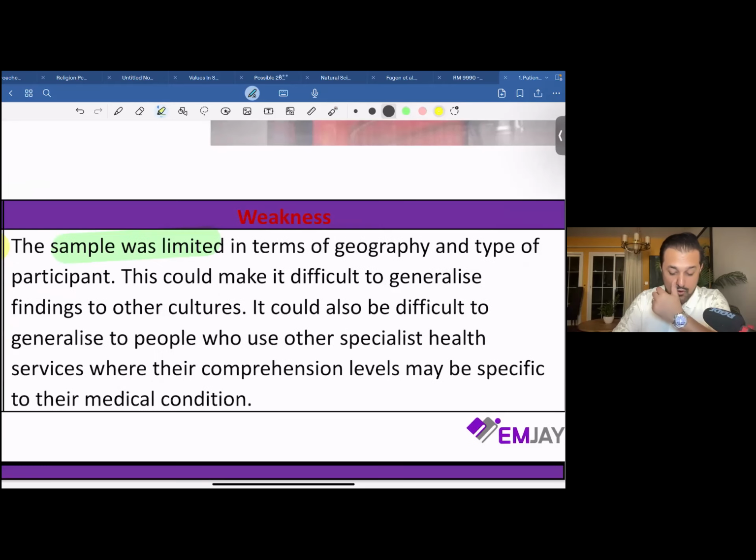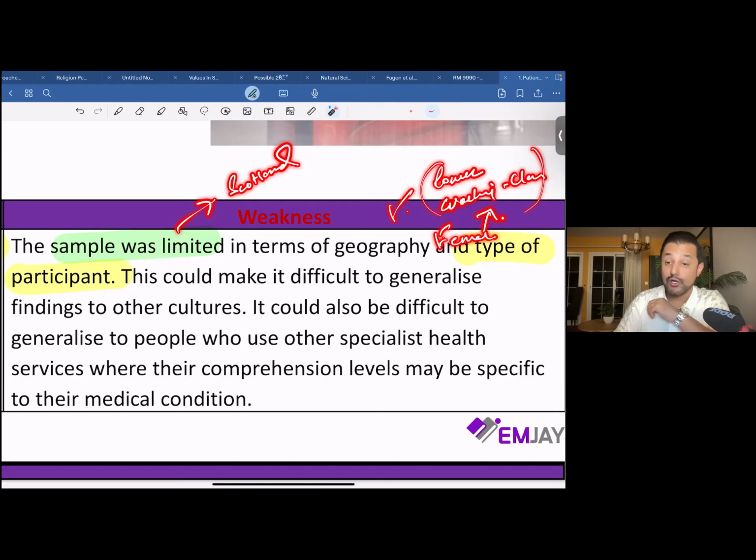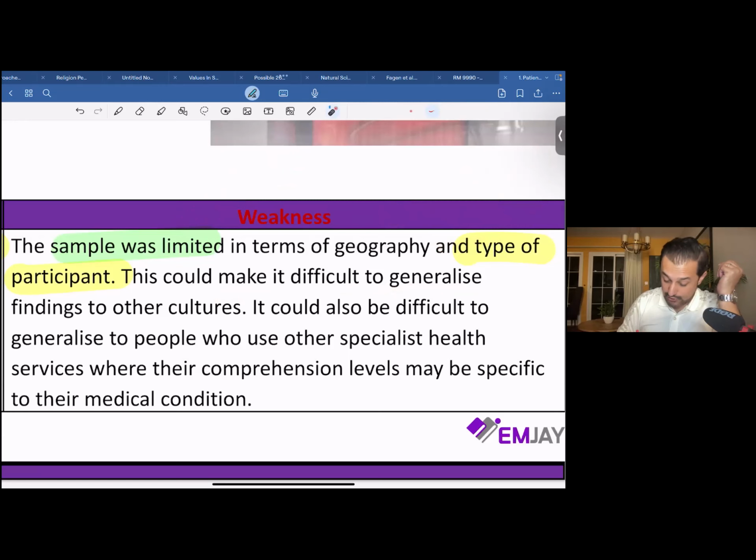Geography, remember, they were all from Scotland. In terms of the type of participants, they were all lower working class females. So the results might not be applicable to higher class females, or to males as well. This could make it difficult to generalize findings to other cultures as well. Remember, Scotland only. It could also be difficult to generalize to people who use other specialist health services where the comprehension levels may be specific to the medical conditions.